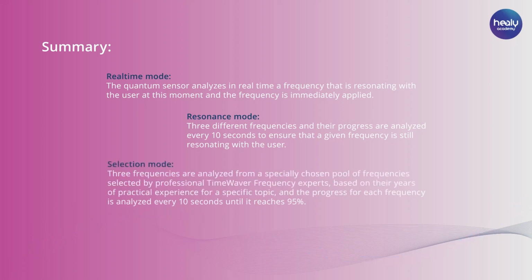Selection mode: 3 frequencies are analyzed from the specially chosen pool of frequencies selected by professional Time Waver Frequency experts based on their years of practical experience for a specific topic, and the progress for each frequency is analyzed every 10 seconds until it reaches 95%.